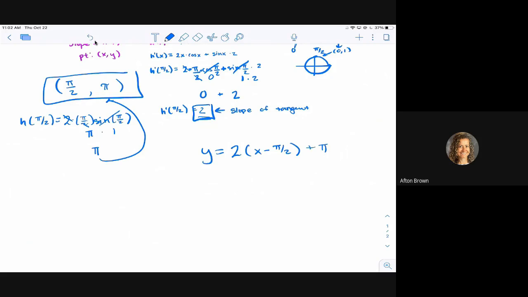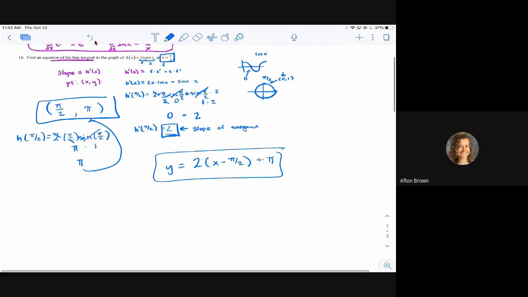Everybody good with this? I want to point out one thing that I sometimes see and students end up missing points. This answer right here, this is correct. If you write this and you don't write y equals, it's no longer correct. That y equals has to be there. I know sometimes we think it's not important. It is. That's what makes it a line. So make sure you always have y equals for your tangent line.